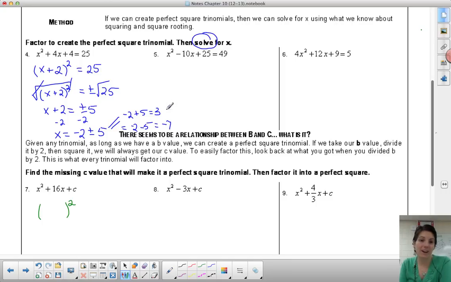No graphing, no factoring, and I came up with my 2 possible solutions. That is solving by complete the square, in a nutshell. Would you please give problem 5 and problem 6 a try, then come back and check your work.